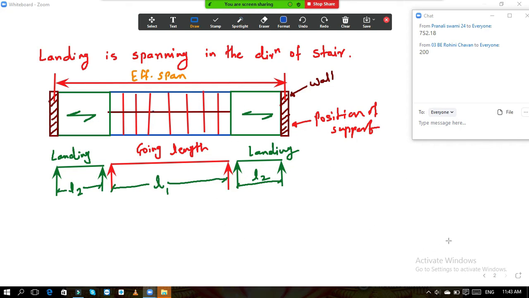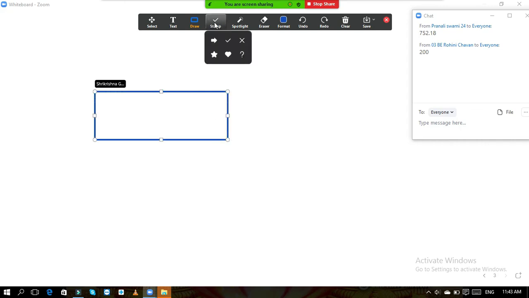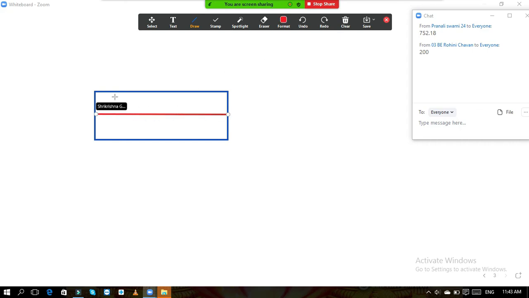Now we will see what happens if it is not spanning in the direction of the stairs. So now again, suppose this is your going length. Now in this going length, again we will see the steps. This is the staircase. Now in this type of staircase, what will happen? Your landing is not spanning in the direction of the stairs.